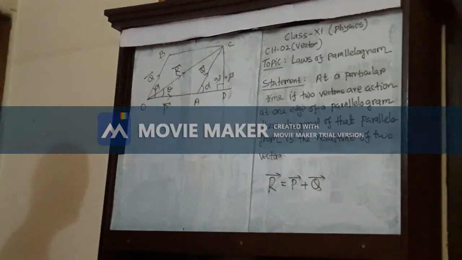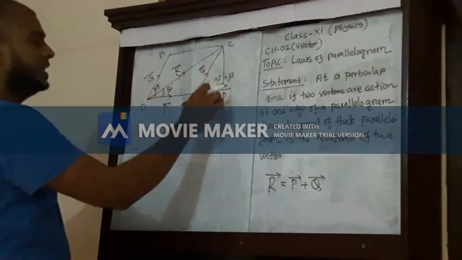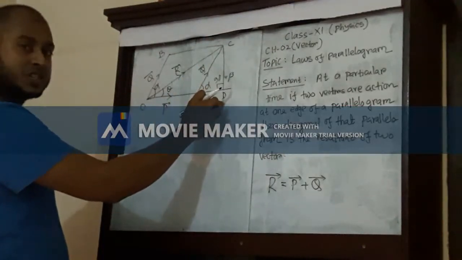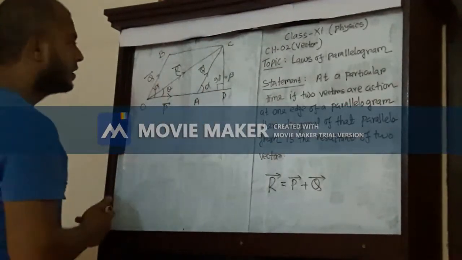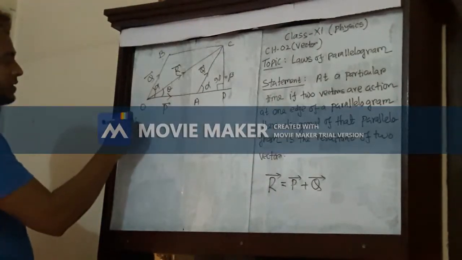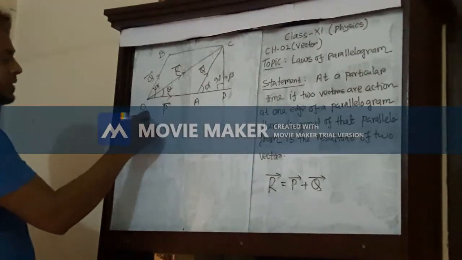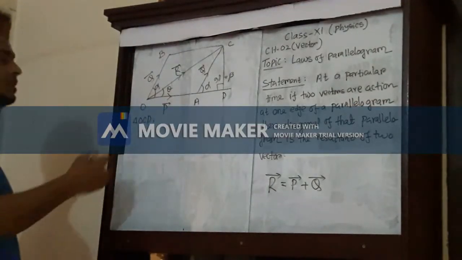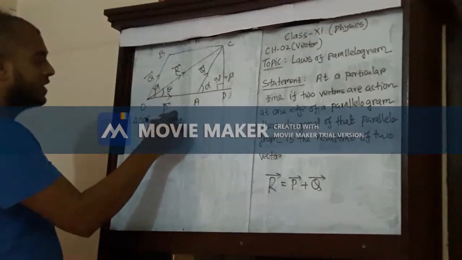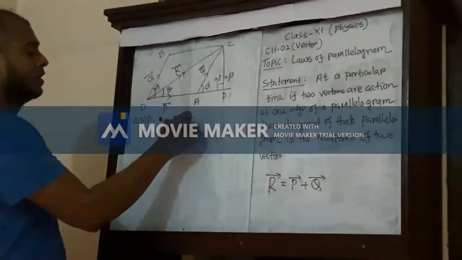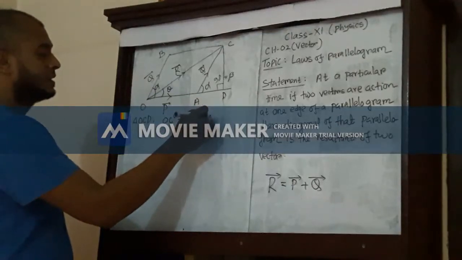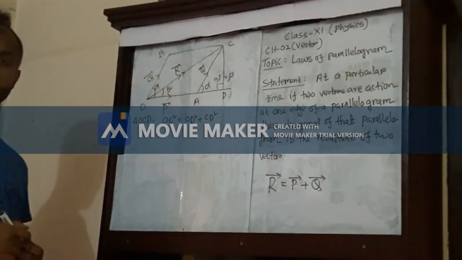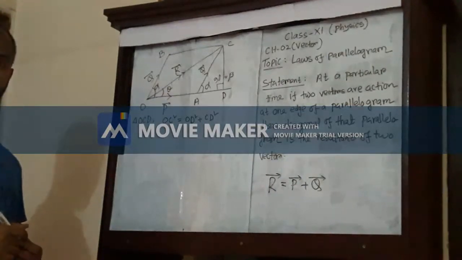Then, boys and girls, can I say that here OCD is a right angle triangle? Obviously, why not? So in this triangle OCD, we can apply Pythagoras theorem. That is, OC square will be equal to OD square plus CD square.